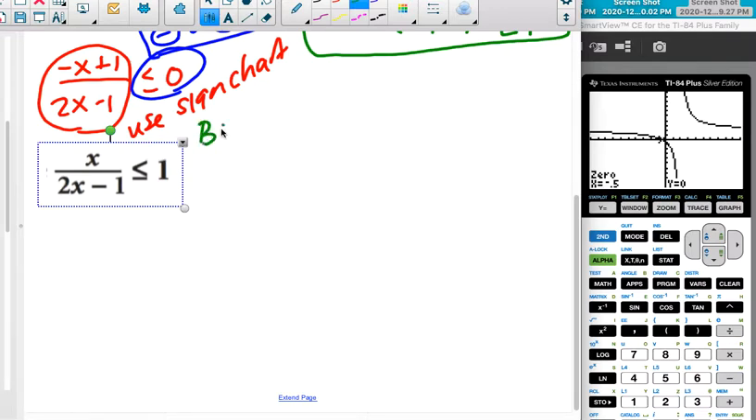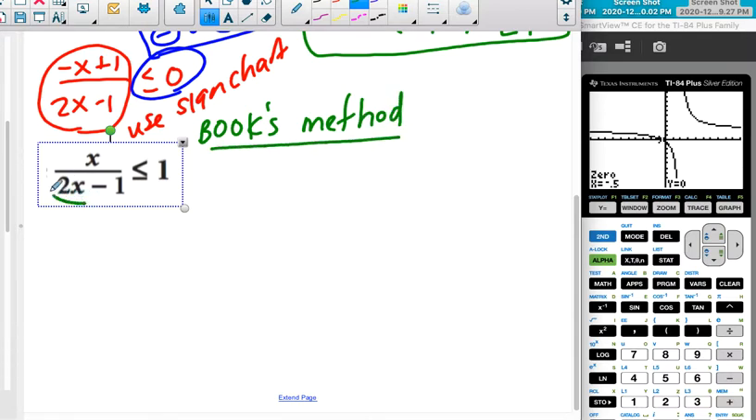So here's the book's method. And I'm not going to do this on every problem, but I just want to show you what we're talking about. The book's method is to recognize that this is a variable expression, right? It varies. So remember that what we would normally do, if this was a fraction and it didn't have an inequality, you would just multiply the 2x minus 1 over, and that would be fine, right? So the logical step would be to multiply this over.